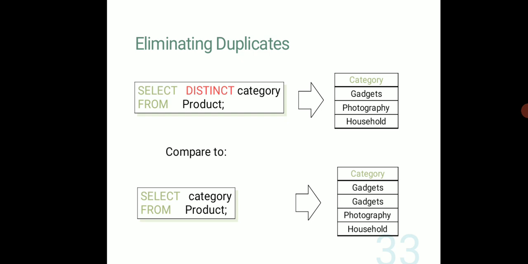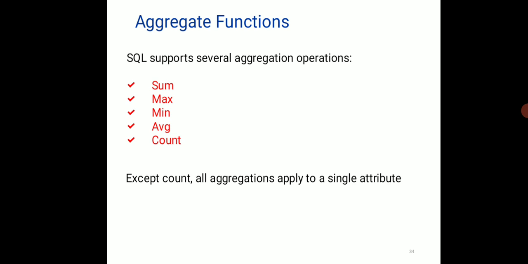So in the first table we have gadgets, photography, household, but normally gadgets can appear 2 times, whereas when you use distinct, the duplicate gadgets will be deleted. There are lots of aggregate functions. Very important ones: sum, max, min, average and count. If we use sum, the values are added together. If you use max, it will display the maximum value. If you use the min function, it will find the minimum value.